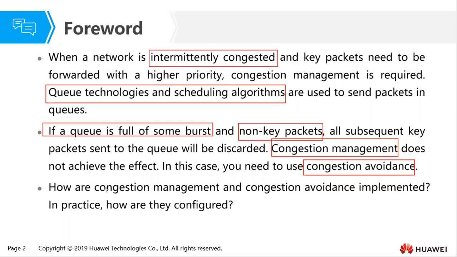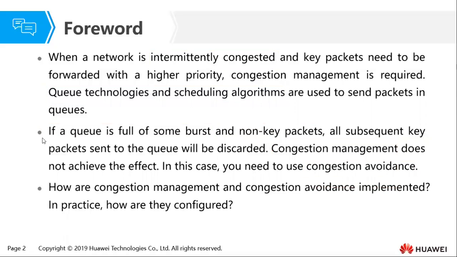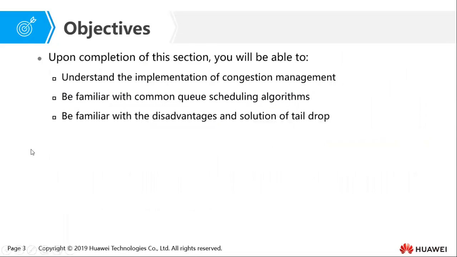Now, how are congestion management and congestion avoidance implemented? And in practice, how are they configured? Those are some of the things we should be looking at in this topic. Upon completion of this section, you'll be able to understand the implementation of congestion management, be familiar with common queue scheduling algorithms, and be familiar with the disadvantages and solution of tail drop.